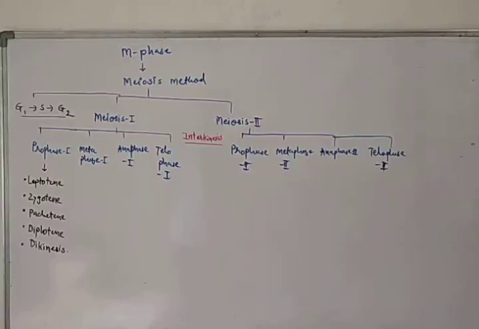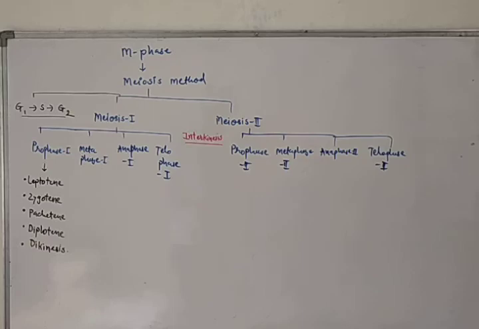Hello students, in the last video we saw the introduction of meiosis. We said that meiosis involves two steps, meiosis 1 and meiosis 2. Meiosis 1 is known as reductional division and meiosis 2 is known as equational division. After the completion of meiosis, 4 daughter cells are produced, and all these daughter cells are genetically different from each other.